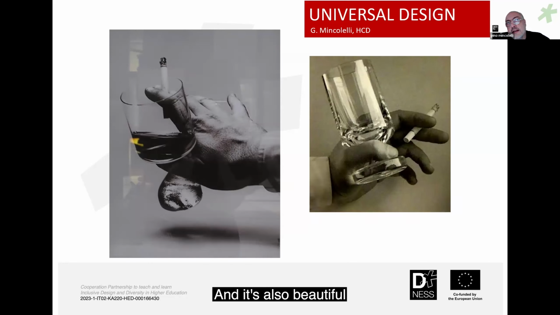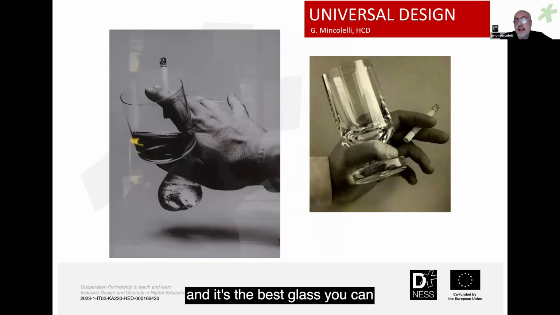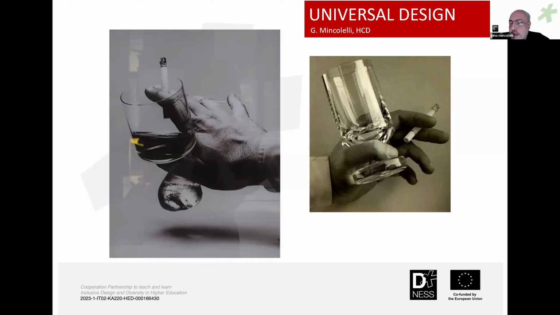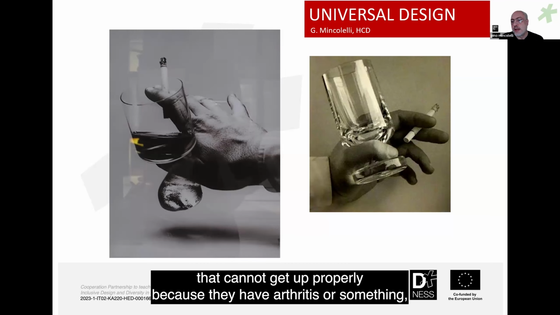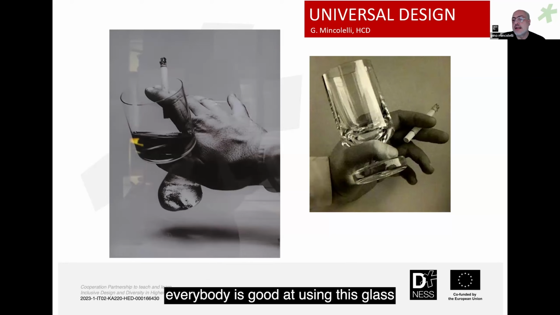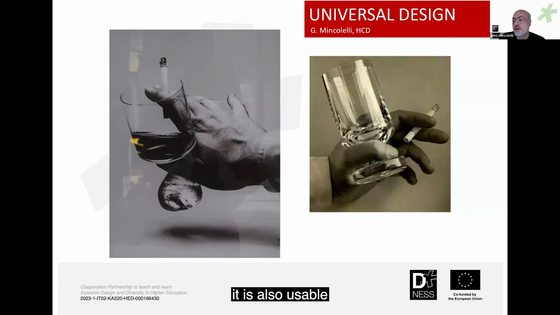And it's also beautiful, I don't know if you agree with me. It's also beautiful, and it's the best glass you can give to a person that has a grabbing impairment. If a person cannot grab properly because they have arthritis or some other issue holding something in the hand, everybody is good at using this glass. Because it was conceived for a vicious person, it is also usable by impaired persons.